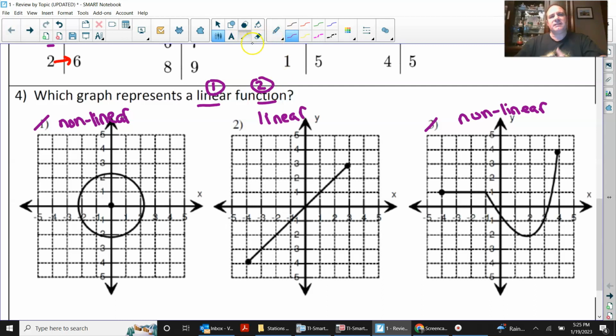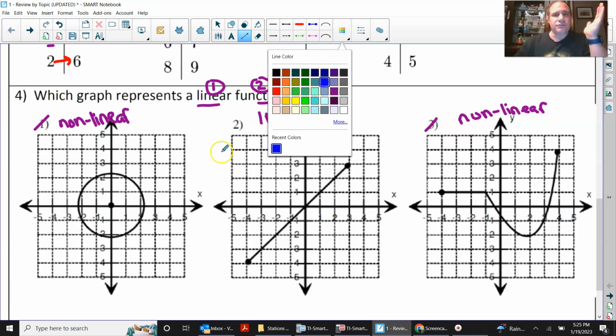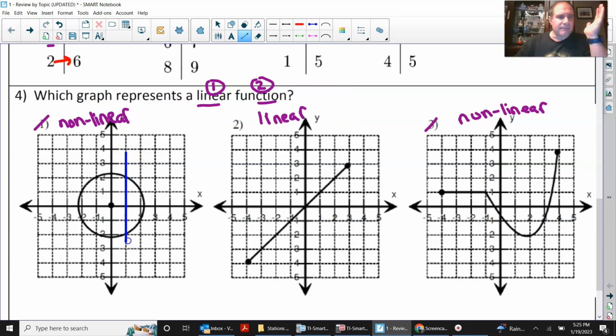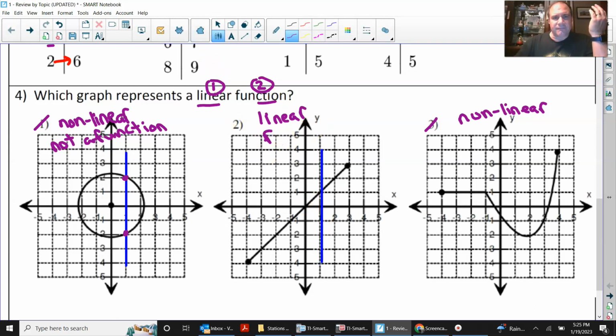Now, to test to see if this is a function, obviously B number two is the answer. To test to see if this is a function, we're going to do a vertical line test. And I'm going to draw my vertical line right here. Since this hits the circle twice, once there and once there, this is not a function. I'm going to do the same thing. I'm going to do the vertical line test right here. And it only hits once. This is a function.